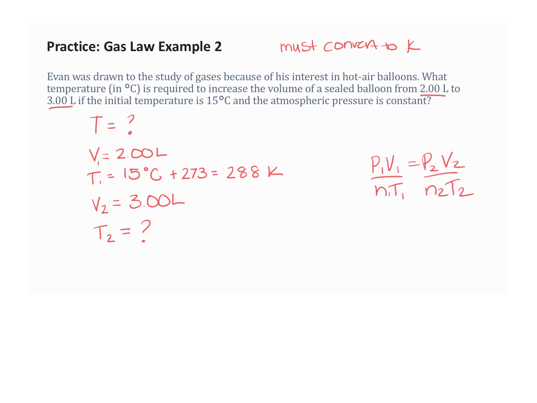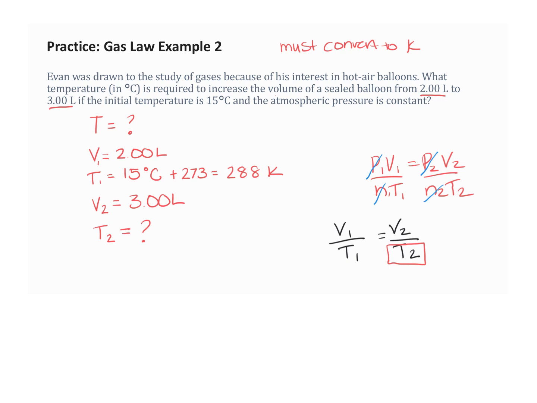We're going to say, okay, it's only talking about temperature and volume. So that means my pressure is going to be constant and my number of moles are going to be constant. So the equation I'm going to use is V1 over T1 equals V2 over T2. So when we look at this, we are trying to get T2 all by itself.